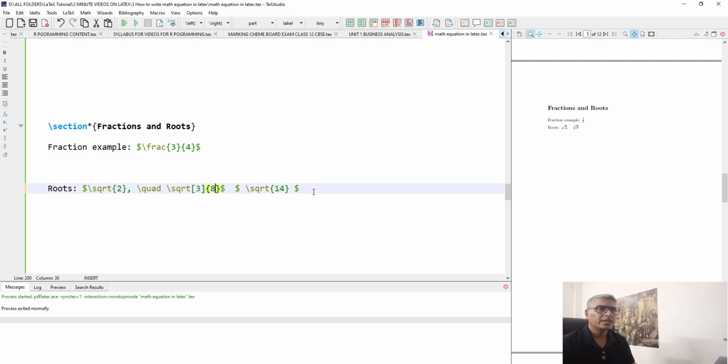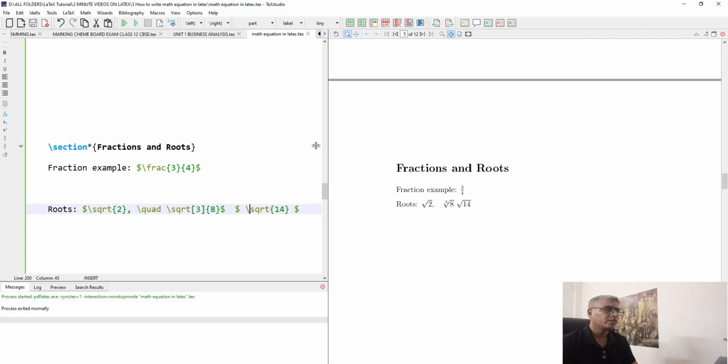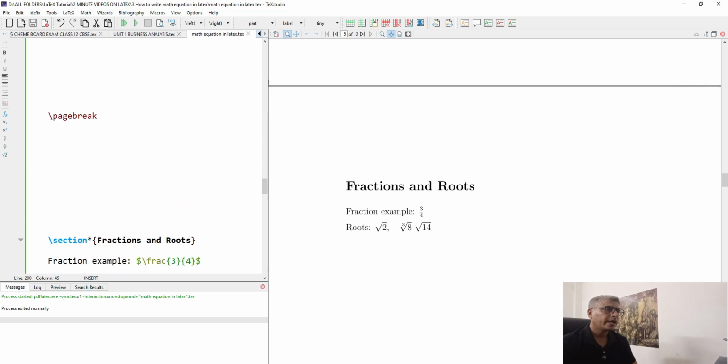Here we have already written \sqrt{2}, and here we have written \quad and the square root of this one. So let's first understand the basic concept of how to write the square root of any number. Here we have written the square root of 14 and the square root of 2. These are the basic examples of how to write a square root. Now let's understand how we have written this cube root of 8. This is also very interesting.